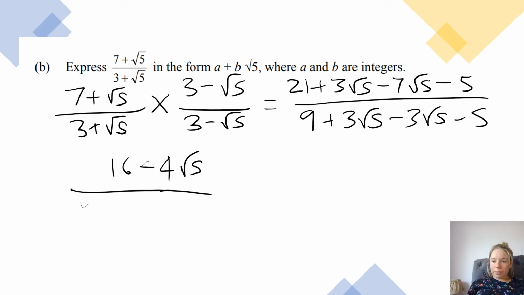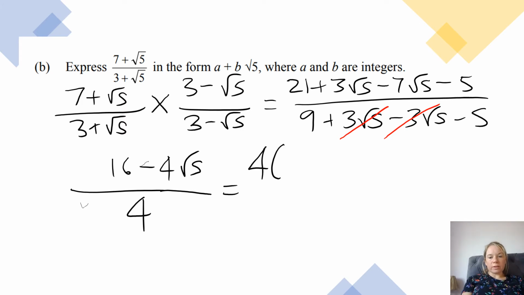And then on the bottom, you'll notice this is where we get rid of the surds. 3 root 5 take away 3 root 5, 3 root 5 take away 3 root 5. You end up cancelling out. So you are just left with 9 minus 5, which is 4. And this is great. This is in a format, but you can hopefully see that all of these terms actually are divisible by 4. So you can actually divide the whole top section by 4, and I'll show you using, I'll take it out as a factorising first of all.